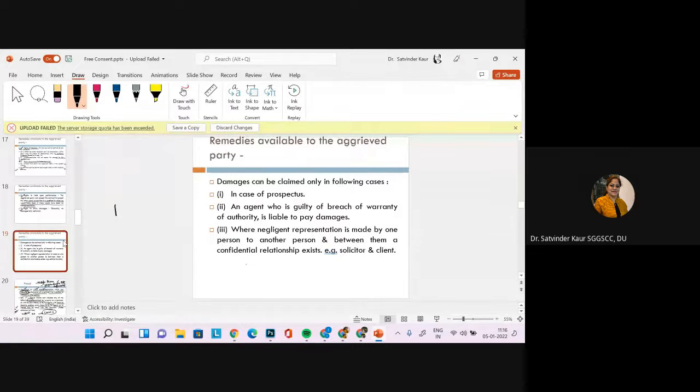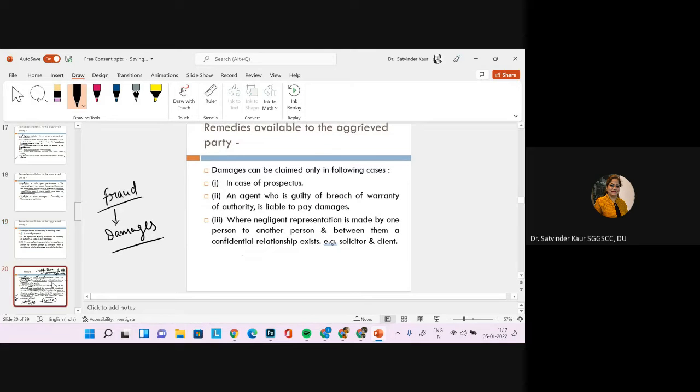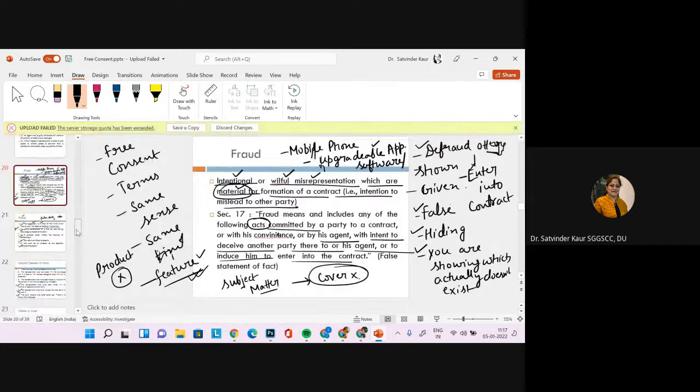But when we talk about fraud, damages can always be claimed, though in that case the person must have suffered the loss. So this is about fraud and misrepresentation. Any query up till now? No, ma'am. Okay, so let me show you the remedies for fraud, and then we'll move further to mistake.